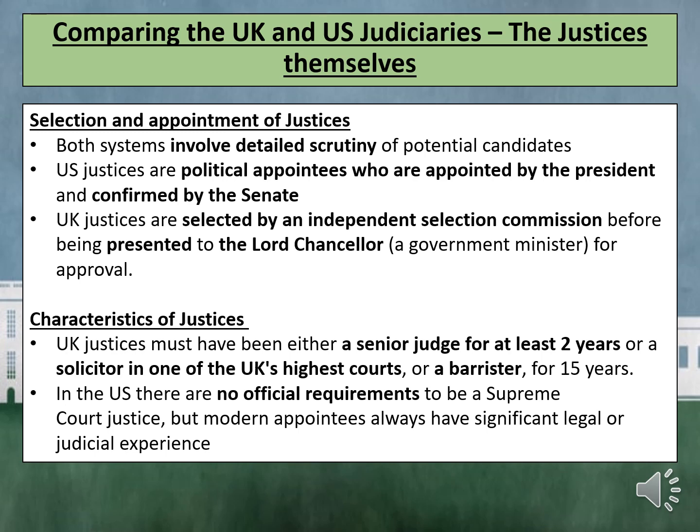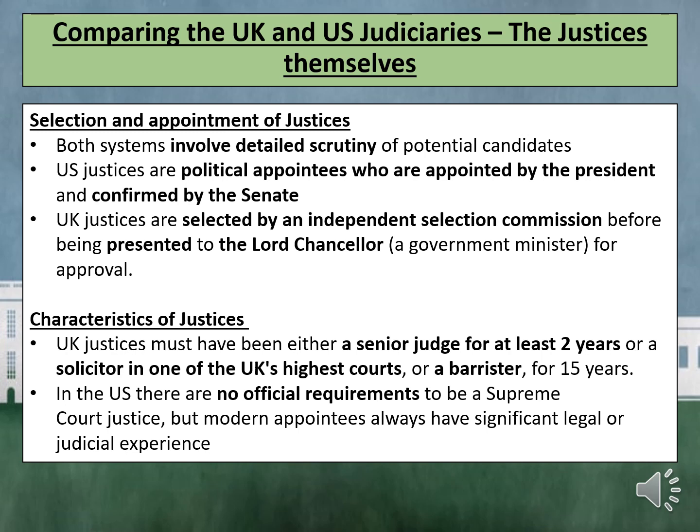Now let's look at the characteristics of the justices. UK justices must have been either a senior judge for at least 2 years or a solicitor in one of the UK's highest courts or a barrister for 15 years. In the US, there are no official requirements to be a Supreme Court justice, but modern appointees always have significant legal or judicial experience.